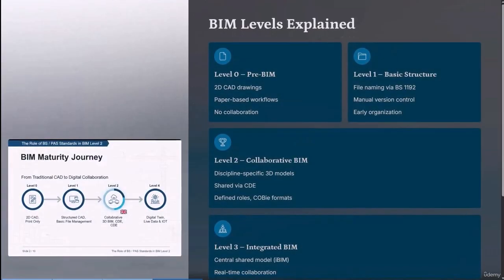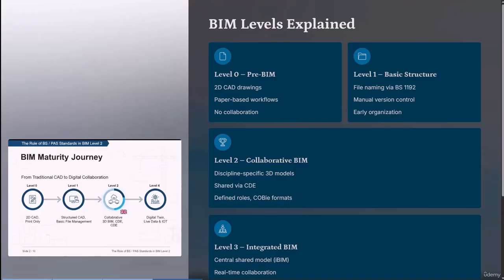We're going to start with level 0 or pre-BIM. We got 2D CAD drawings, paper-based workflows, and no collaboration. At this time, the files were used to be transferred manually. There was no standard, no rules for naming or for formats. While in BIM level 1, we got the basic structures established, like file naming via BS 1192, manual version control, and earlier organization. But at this level, the model is still 2D. But as you can see, the documents are more organized than before.